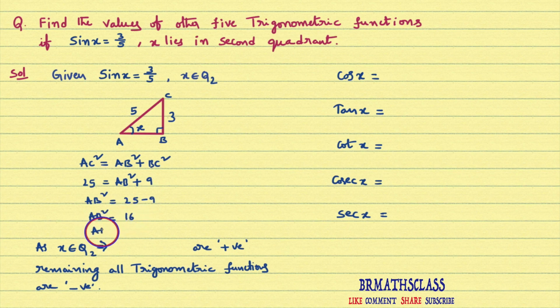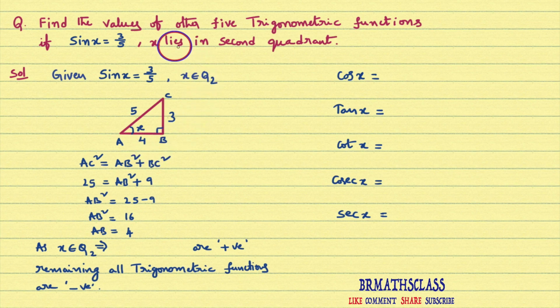What is AB from this? AB is actually plus or minus 4. But AB is the distance between points. It is a length, which is always positive. So, we will take only the positive sign. AB equal to 4. So, we got this side AB equal to 4.